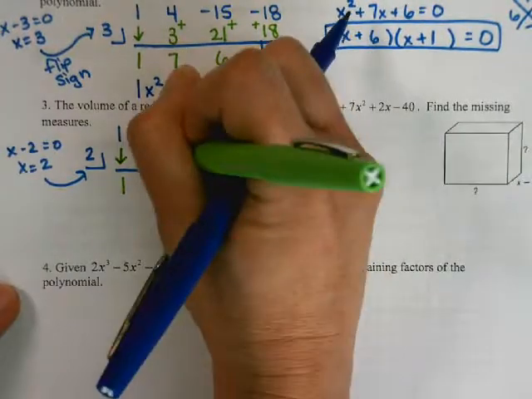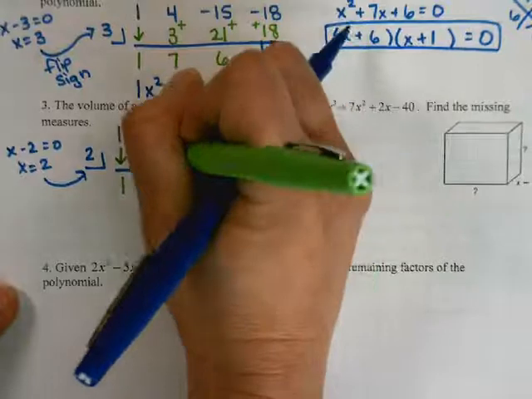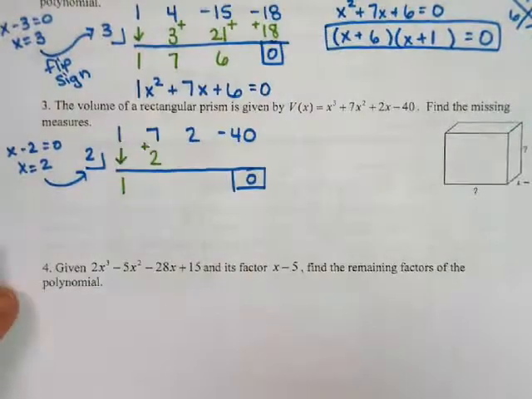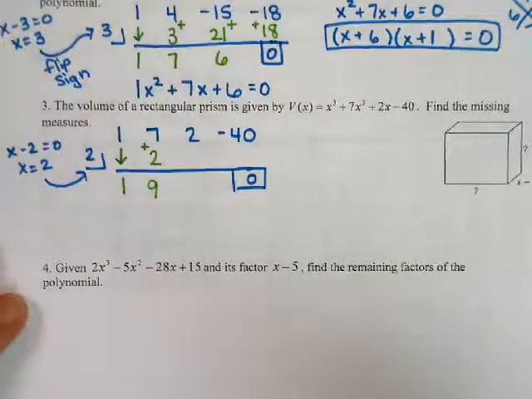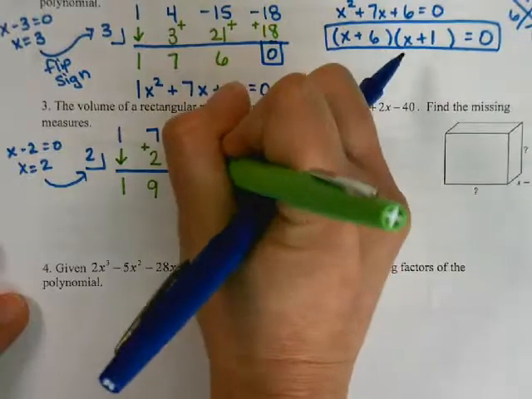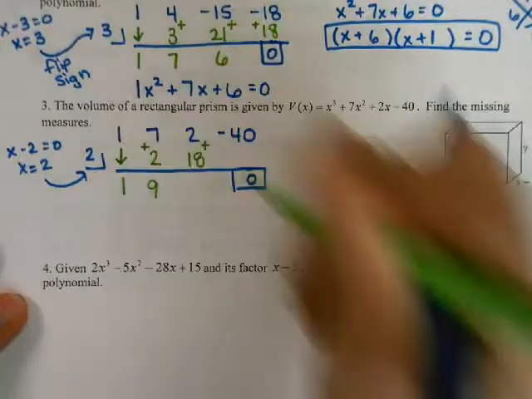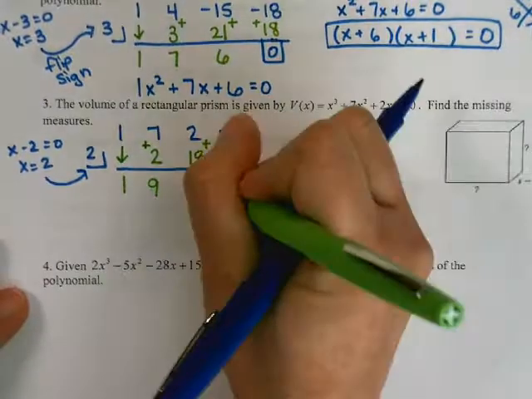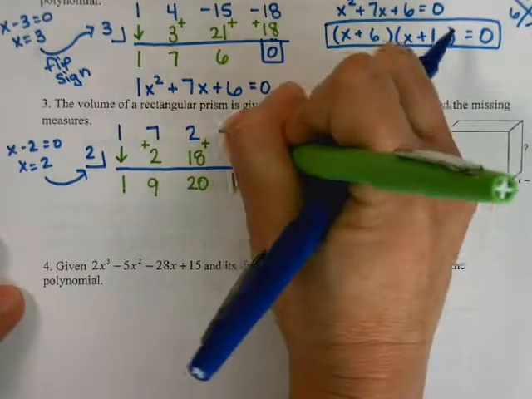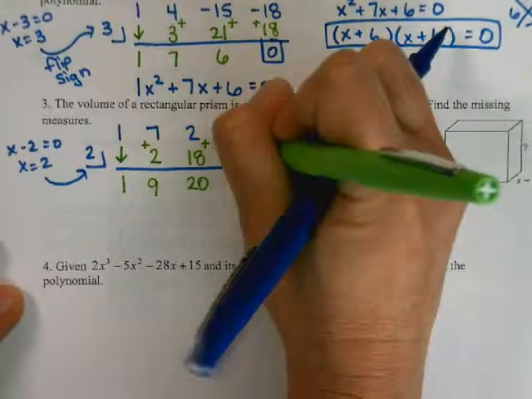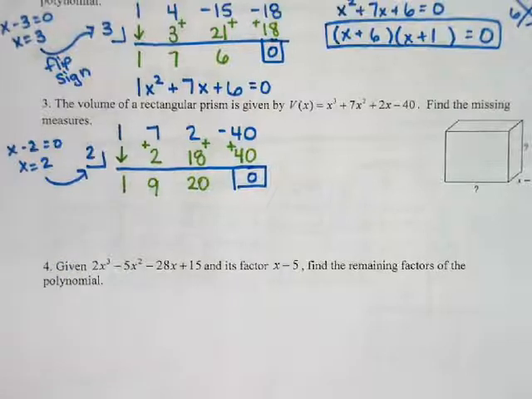2 times 1 is 2. Add down. It's 9. 2 times 9 is 18. Add down. It's 20. 20 times 2 is positive 40, so we did indeed get 0.